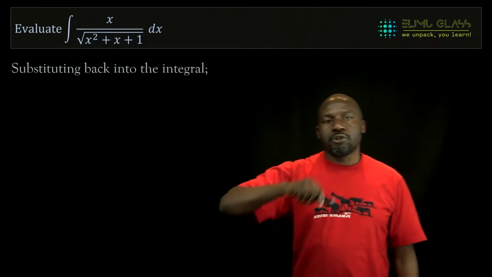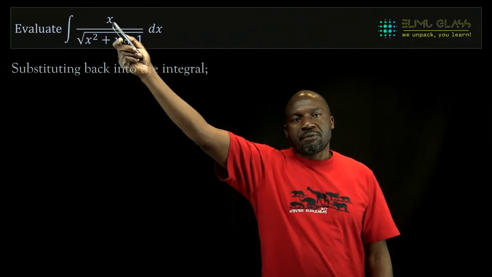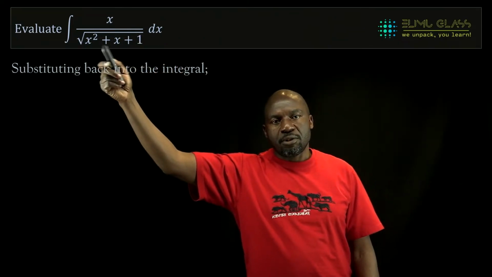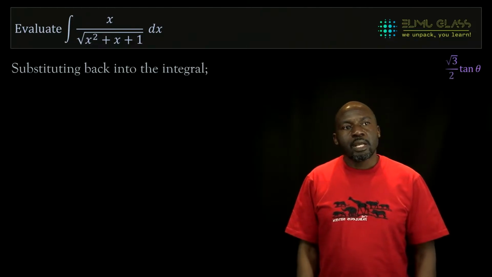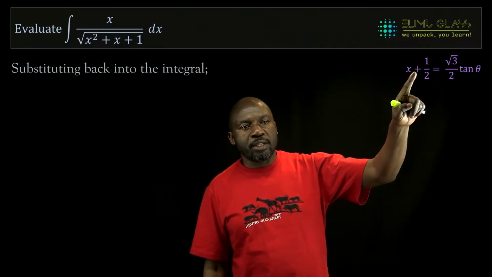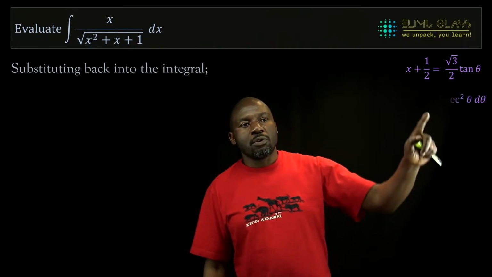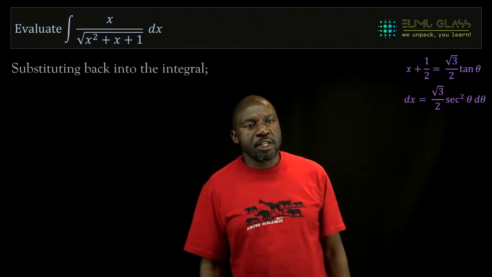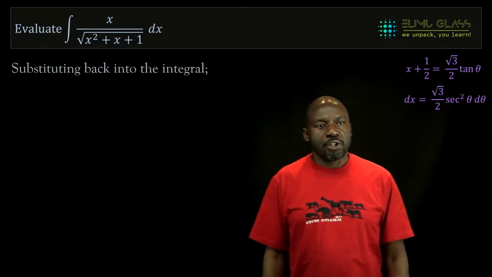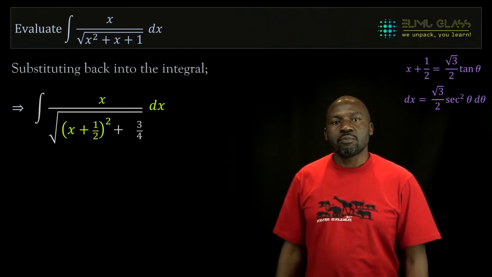So now we want to substitute that result here. We found a value for dx. We can rearrange to find x, and we also have something to do here. So let's see what happens. We will use this substitution. We agree that we let x plus a half be equal to root 3 over 2 tan theta. We also differentiated and got dx as root 3 over 2 sec squared of theta. We're going to need that. That's why I've put them there. But now let's move on a little.